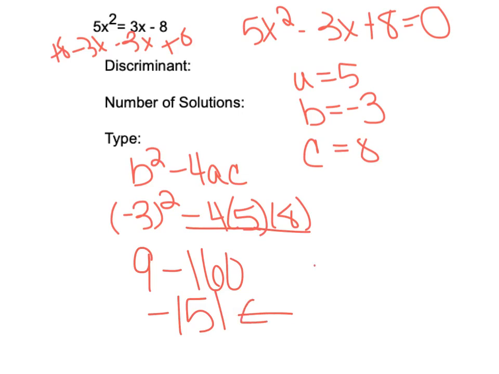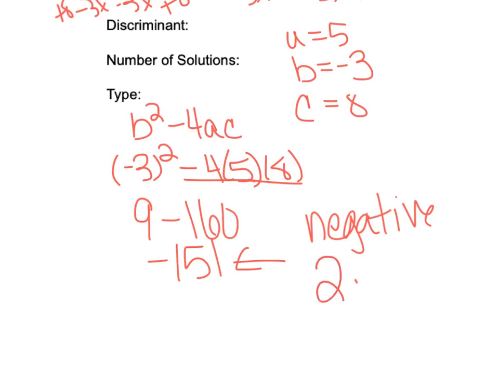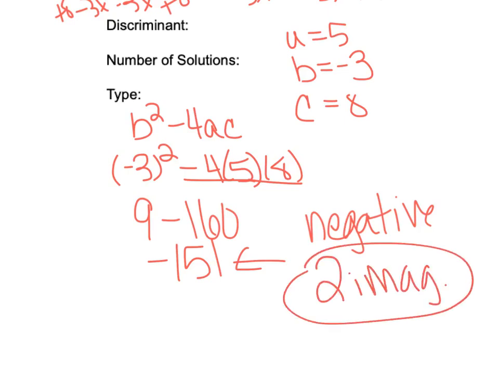Since that is negative, that tells me that I am going to have 2 imaginary solutions. Okay, so 2 imaginary solutions is how many and the type, and my discriminant is negative 151.